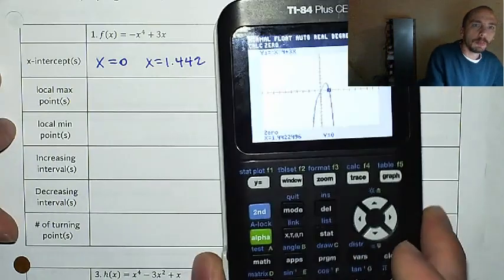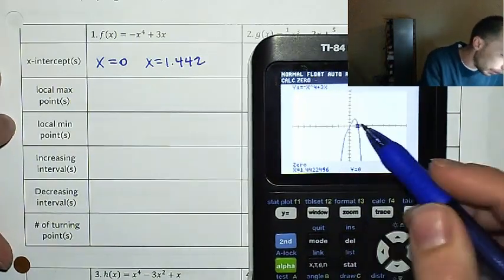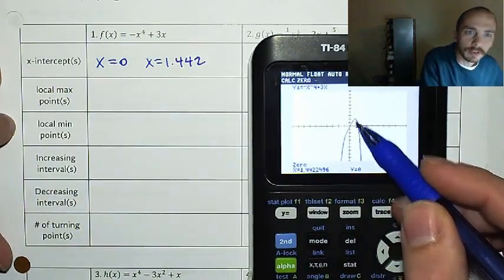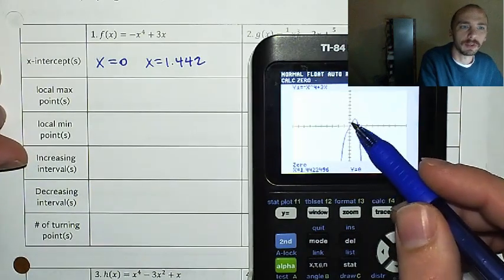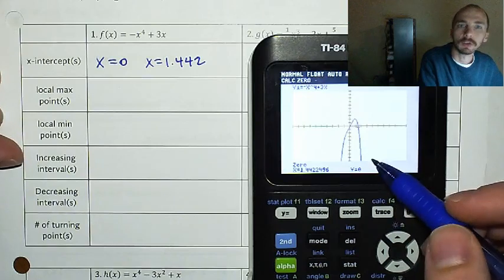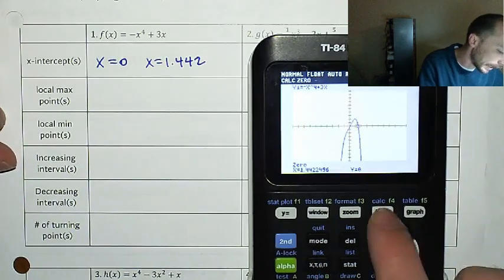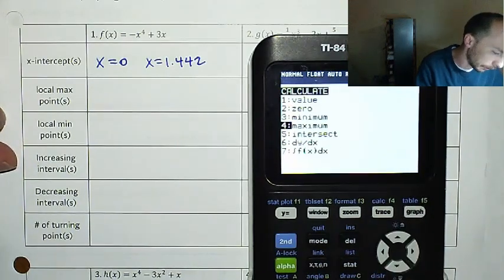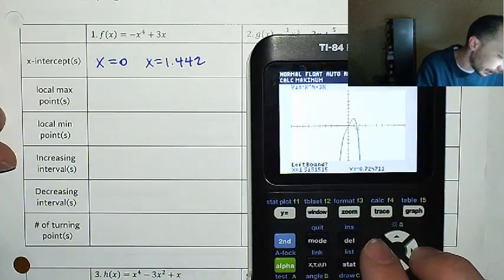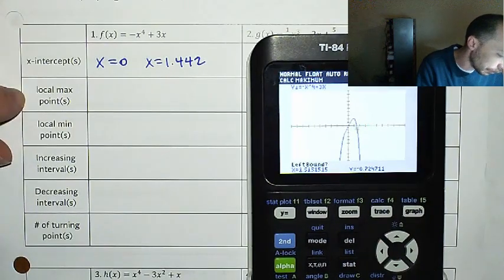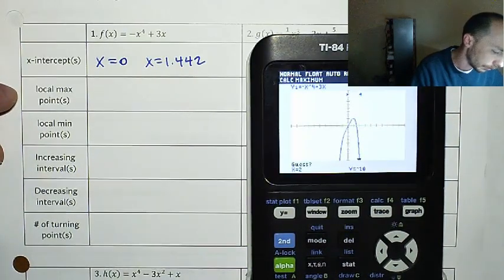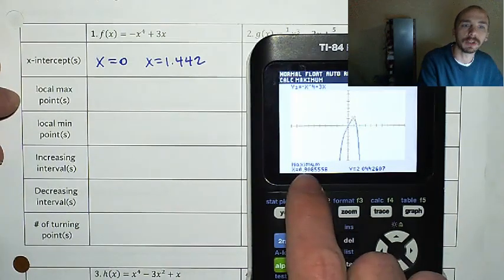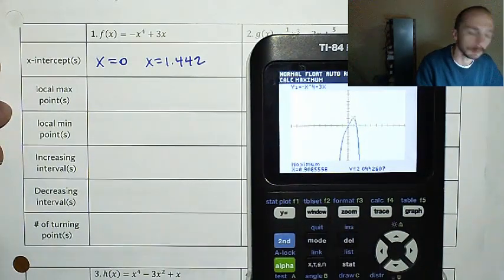Okay, local maxima. I'm seeing one right here, right up at the top. I don't think there's going to be any local minima because it looks like this thing does a little bit of bending and then turns back down. So we're going to calculate a maximum. We're going to go to the left and the right of it. It looks like it's between 0 and 2 for sure. So I'm going to type in a left bound of 0 and a right bound of 2. Doesn't really matter what the guess is. And then it will get me the location of a relative maximum.